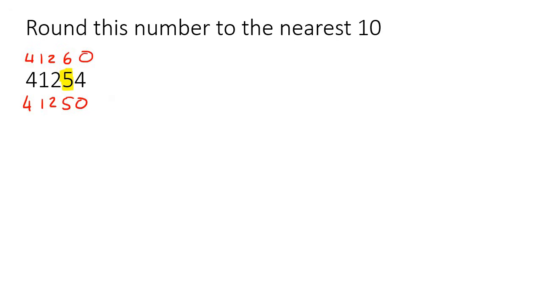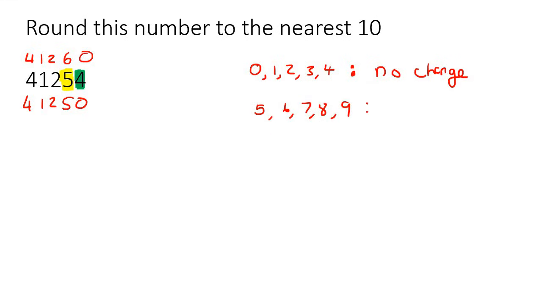Now, the way that you work out what the answer will be is you look at the number next to it on the right-hand side of it. And what is that number? It's a 4. So if that number is anything like 0, 1, 2, 3, or 4, then what you'll do is you will make no change. You will make no change to this number. So it will stay as it is. And if it's a 5, 6, 7, 8, or a 9, then you will change it. Then you'll change it. So it will become this one over here.